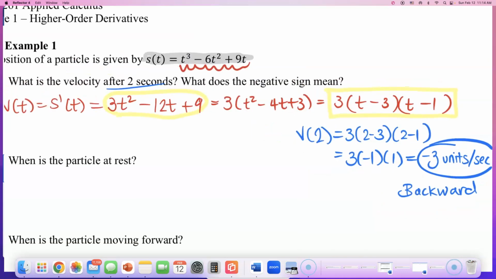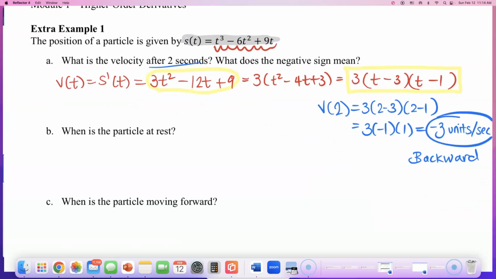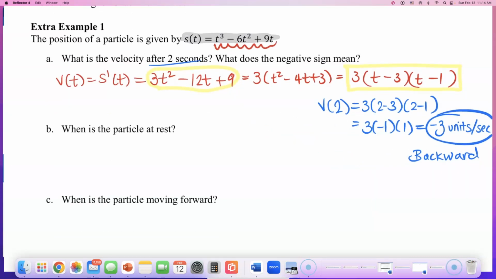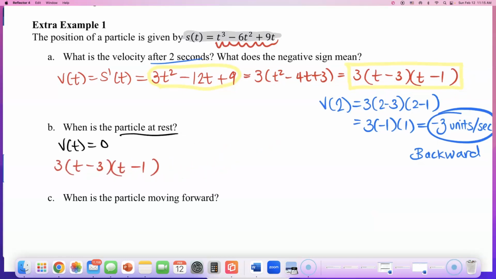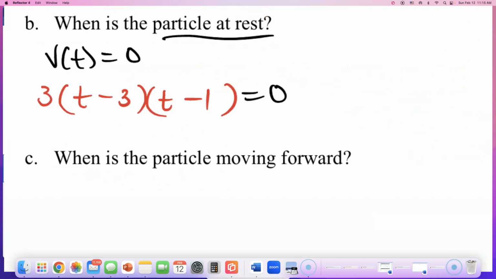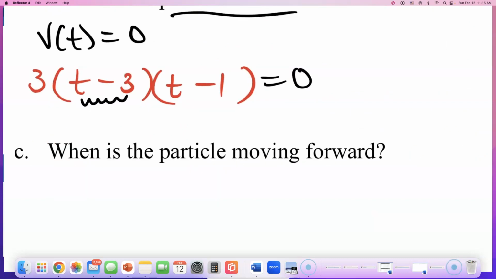All right, now, when is this particle at rest? For this type of problem, whenever I ask you to find when the particle is at rest, I'm asking for when the velocity is 0. So set that velocity equal to 0. I'm going to use this factored out one because that's going to make it very easy for us. I'm going to set this equal to 0, and let's solve for this. When is t minus 3 equal to 0? When time is 3 seconds. When is t minus 1 equal to 0? When time is 1 second.